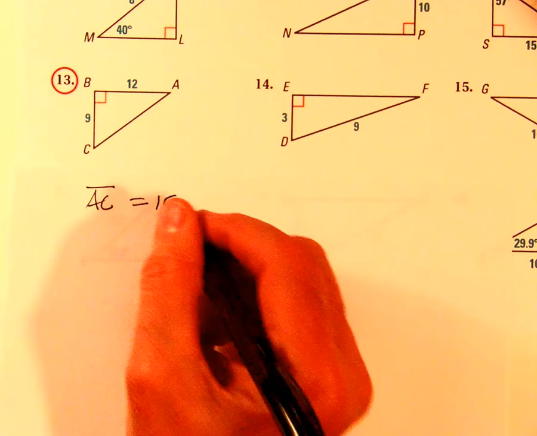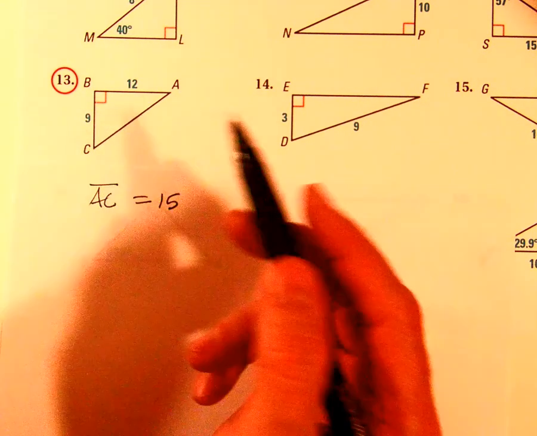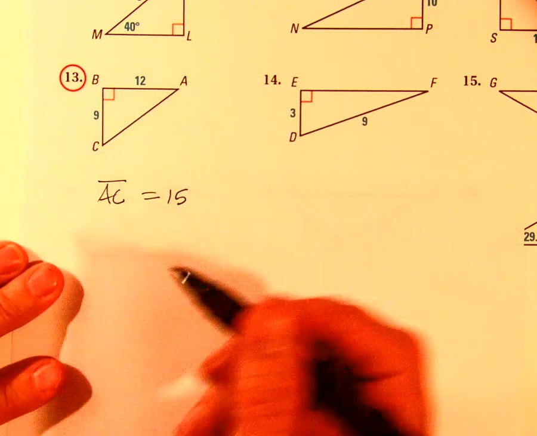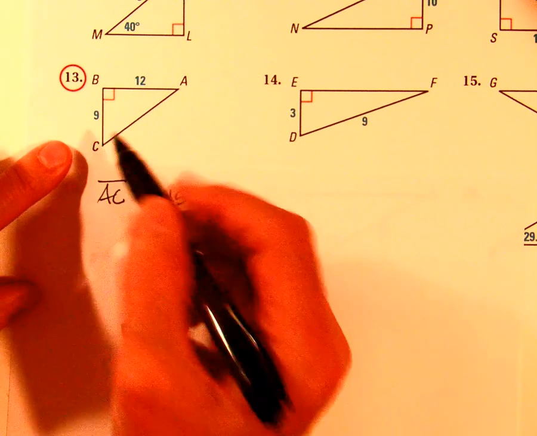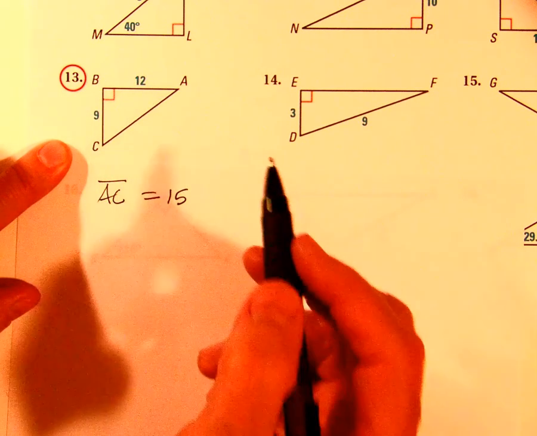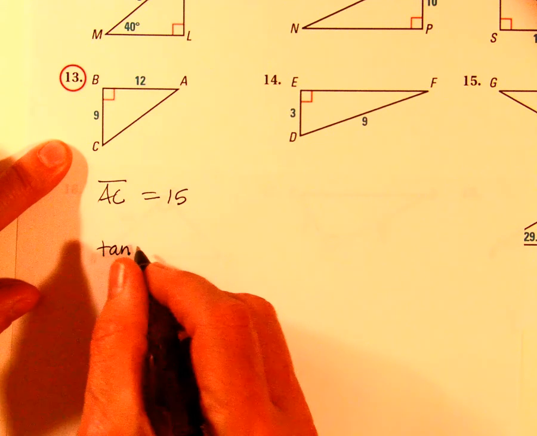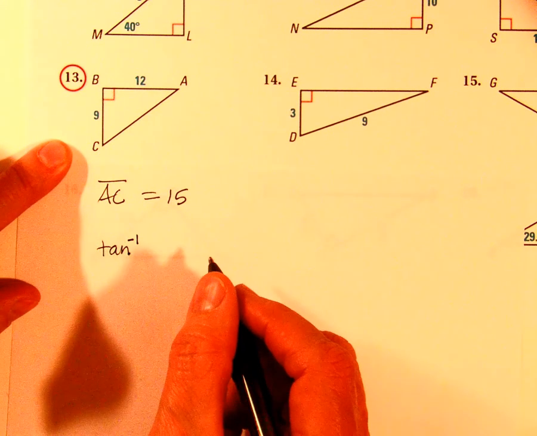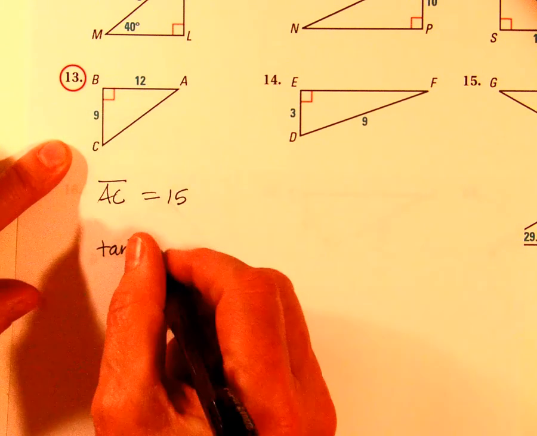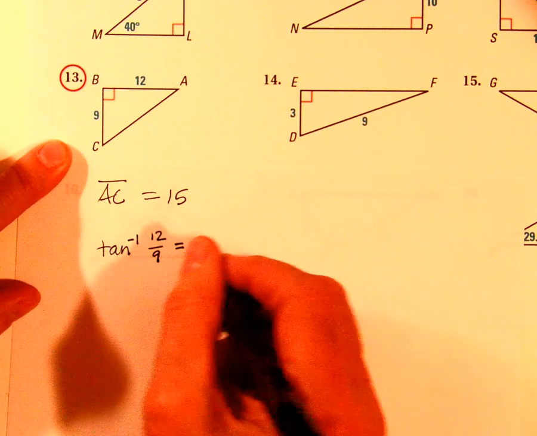Okay, well, how are you going to find out the angles? Well, you know those two. You can use any of the trig functions that you want. Since I have those two, I'll do relative to C. It's opposite over adjacent. Opposite over adjacent. Okay, that's tangent. The arc tangent, because I know the ratio opposite over adjacent, 12 over 9, is equal to the angle measure.